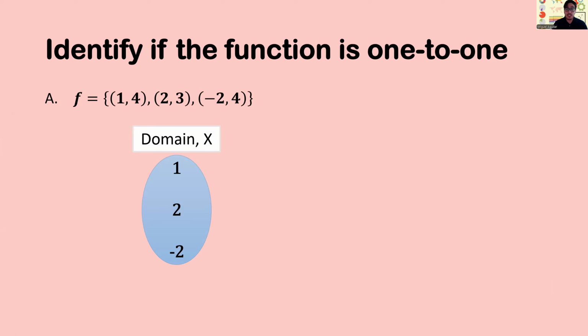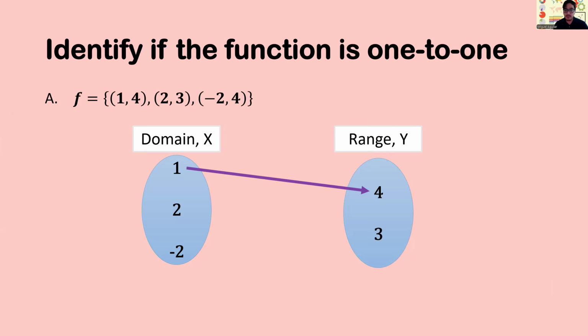What's the range of this relation? 4 and 3. If we have repetition, we don't have to repeat it, so we have 4 and 3, and you don't have to say 4 again. That's the range of this relation F. Then using our ordered pairs, we can draw a connection between the elements in the domain and the elements in the range. So 1 is mapped to 4, 2 is mapped to 3, -2 is mapped to 4.